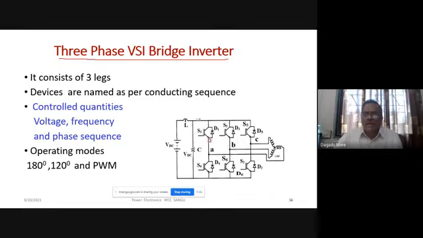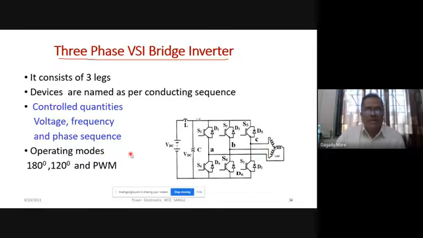So we are having one leg with 2 devices, that is S1 and S4. The second leg devices are S3 and S6. And the third leg devices are S5 and S2. From each leg we are taking the output, so A, B, C. We have connected a 3-phase load, and we have the voltage source. Now we can control the output voltage and frequency.